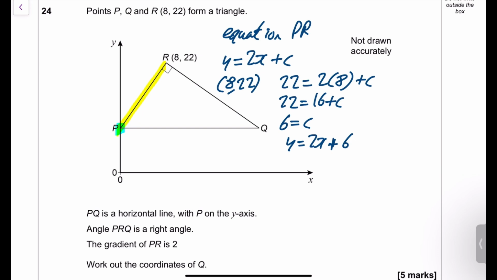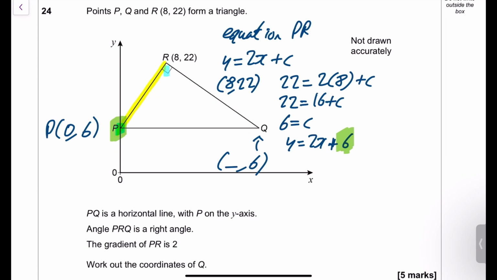Now, this 6 is my y-intercept. So that's where P crosses. So P is the point, I'll just mark on, we now know P is 0, 6. So Q is something, 6. Now we've a wee bit of work to do to find what this is.